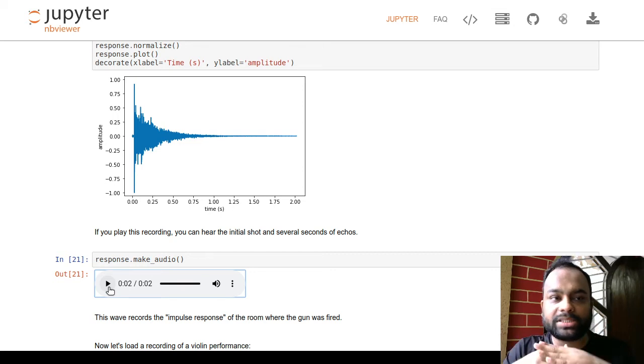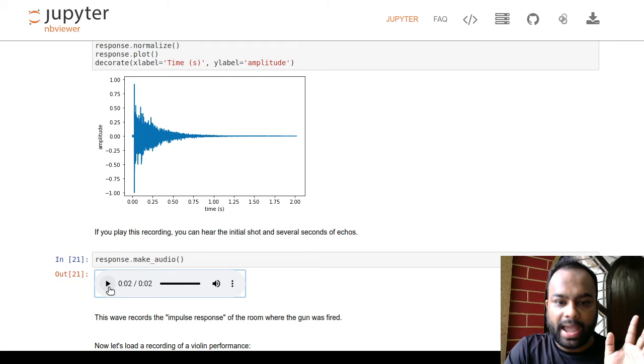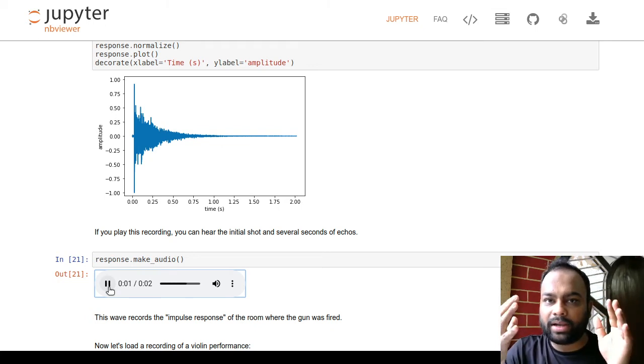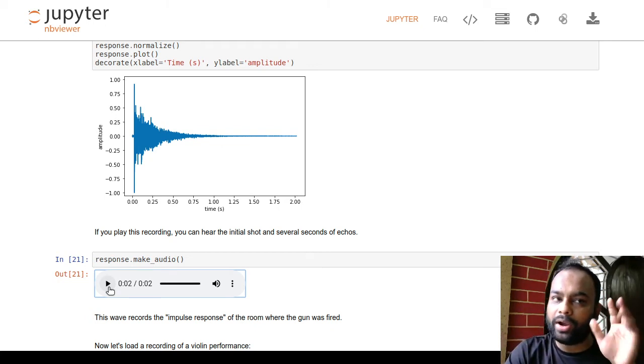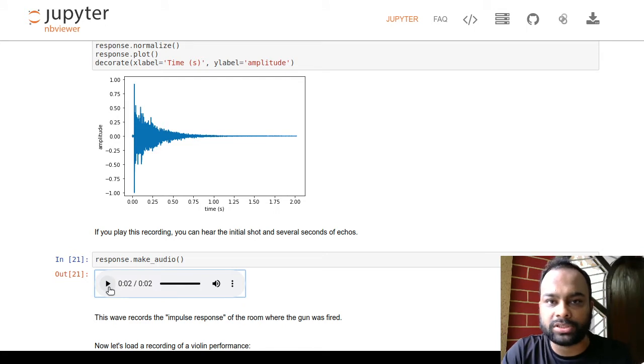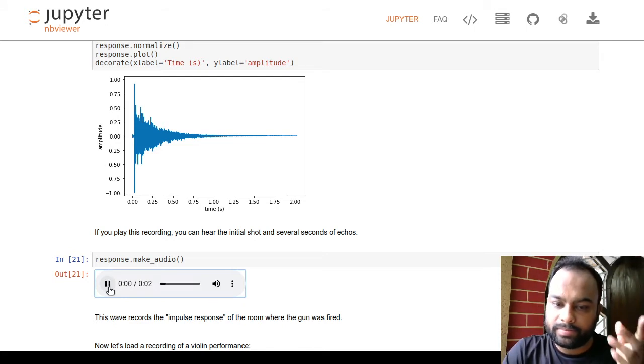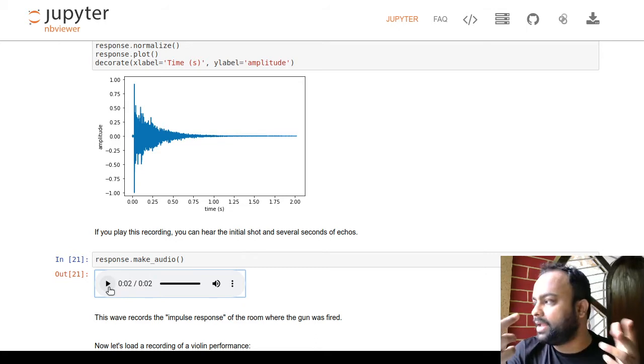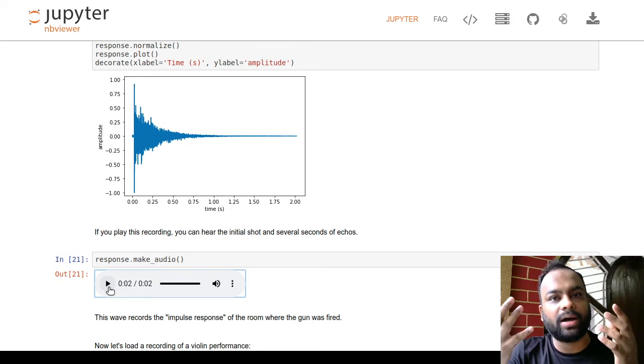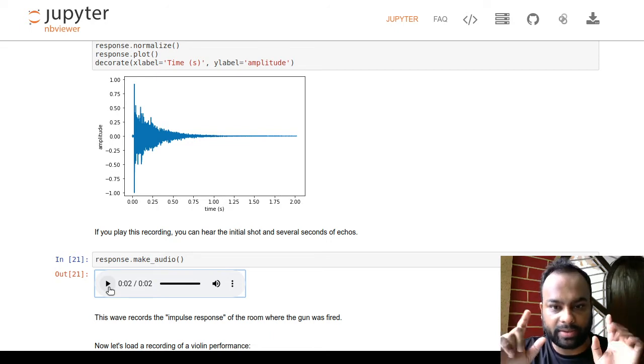Okay, so this gunshot is representative of an impulse input, right? And this is what it sounds like in an empty hallway. See, you already have an echoing. Those who are using headphones, they might be able to hear this better, for example. Okay, so basically I'm firing a gun in an empty hallway, right? So that is what a gunshot in an empty hallway sounds like, right?